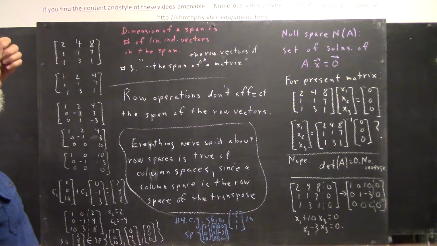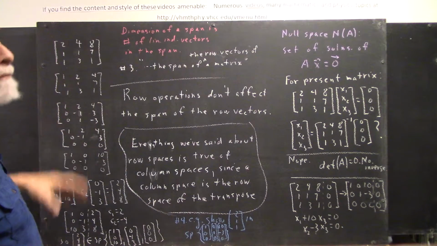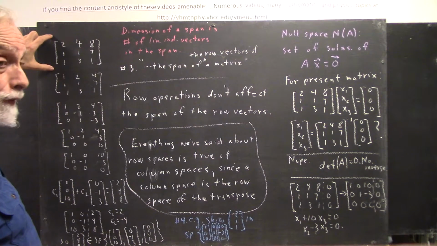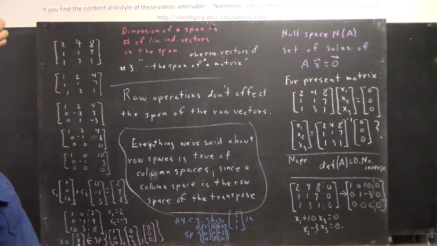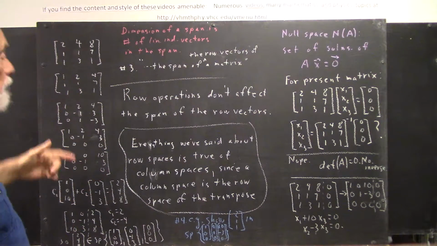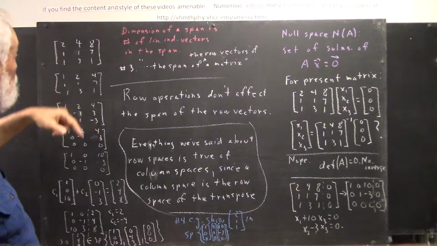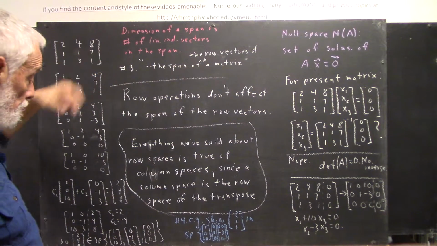And we want to show that the rows of this matrix span the same space that the rows of this matrix do. And the way we're going to show that is that the rows of this matrix can be combined to give us this row. They can be combined to give us this row. They can be combined to give us this row.